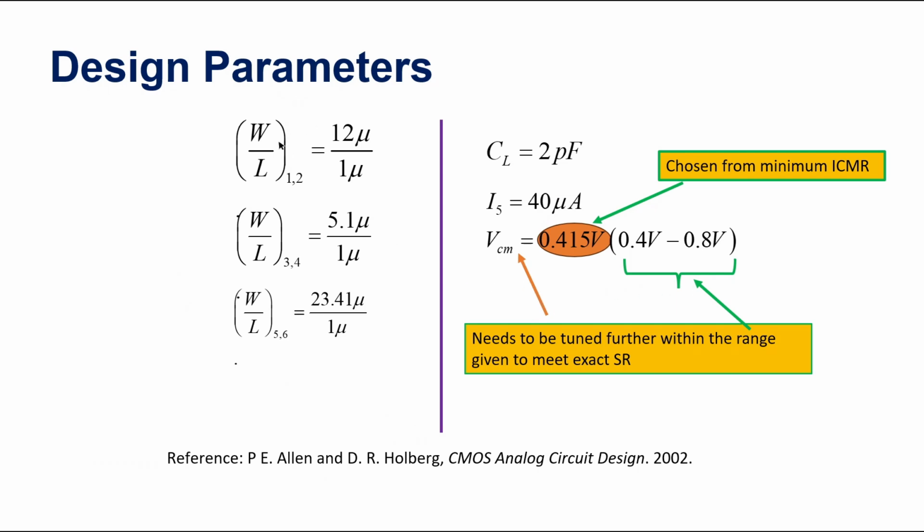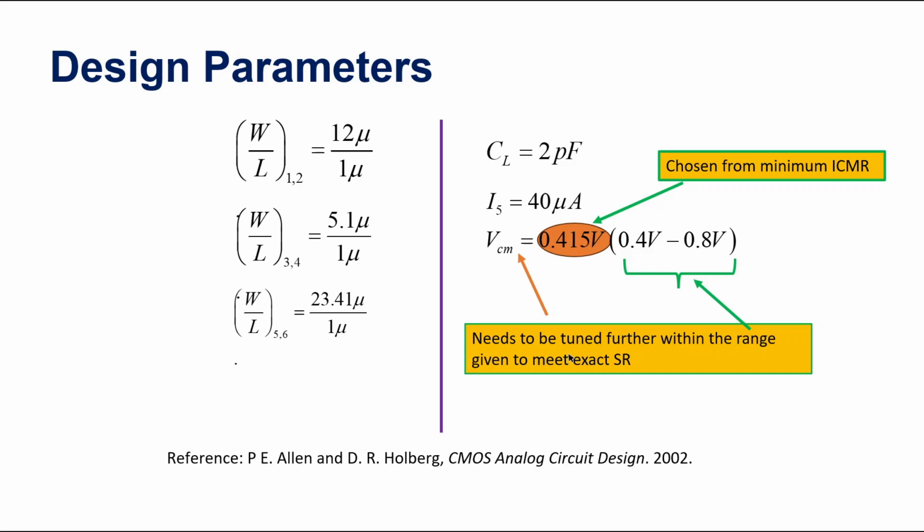And this is the summary of all the designs. I have calculated the aspect ratio of M1, M2 to be 12 micro by 1 micro, and aspect ratio of M3, M4 to be 5.1 micro by 1 micro, and aspect ratio of M6 and M5 to be 23.41 micro by 1 micro. I have kept the length 1 micro constant, CL load 2 picofarad, I5 40 micro, and common mode voltage is slightly kept higher than the minimum ICMR, 0.415 volt.